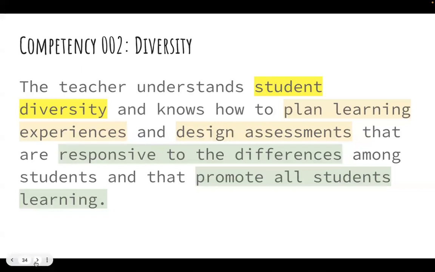Competency 2, all about diversity. The teacher understands student diversity and knows how to plan learning experiences, activities, moments, and designs assessments that are responsive to the differences among students and that promotes all students learning, regardless of their language proficiency, regardless of their ability or disability, regardless of socioeconomic status, age, gender, all the different ways our students are, regardless of learning preference, that we have provided multiple pathways within each lesson, within each activity, that are going to be a way for the diversity to be successful, for all of the students to have a pathway to success.